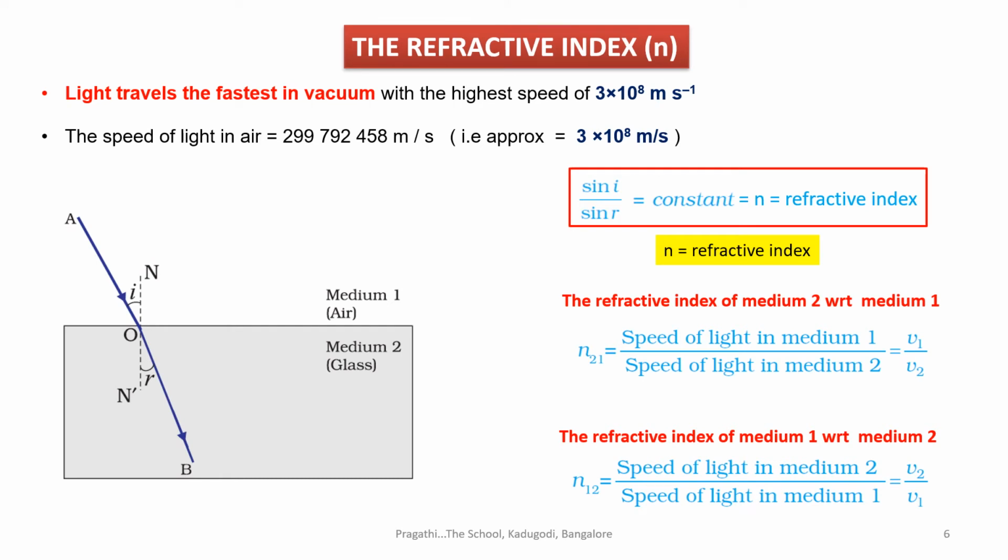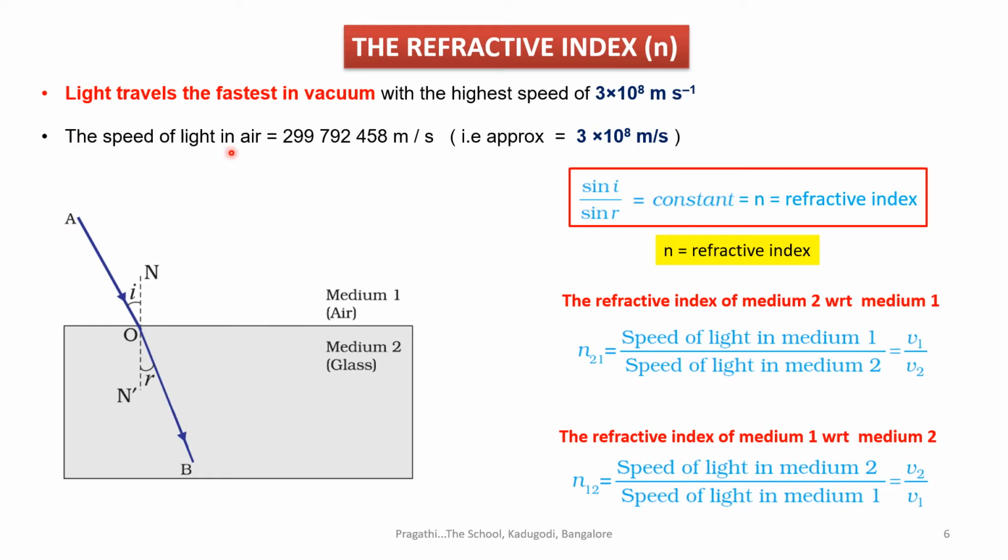We will learn about the refractive index, which is represented by small n. Before that, as we know, light travels the fastest in vacuum. The light travels very fast in vacuum. What is the speed? 3 into 10 raised to the power of 8 meters per second. We know that.